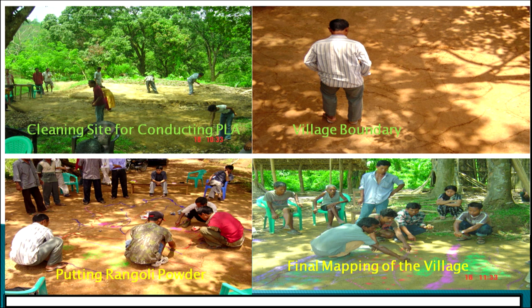And some villagers will be telling, here is the temple, here is the school, here is the Anganwadi, here is this colony, kind of thing they will be telling. And that way, the road, for example, the village boundary is drawn. Once the village boundary is drawn, the next step is putting rangoli powder. With the help of rangoli powder, we put rangoli so that it becomes visible with different colors, and that makes the final mapping of the village.